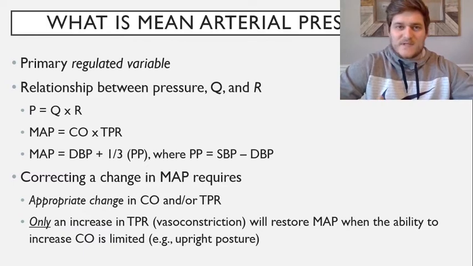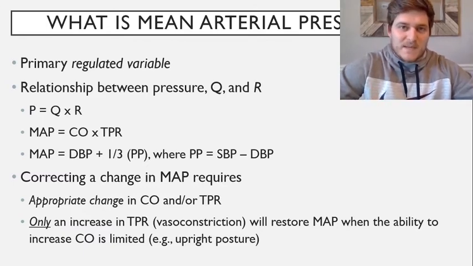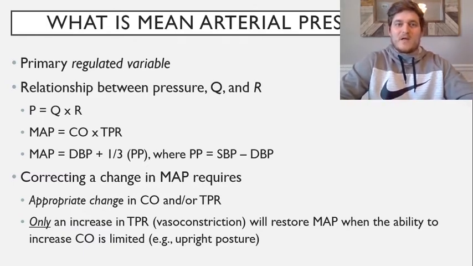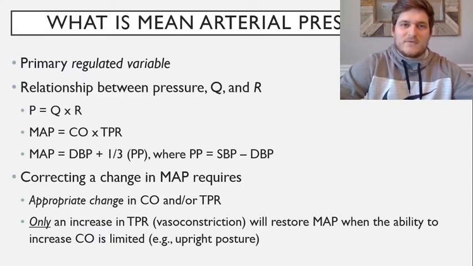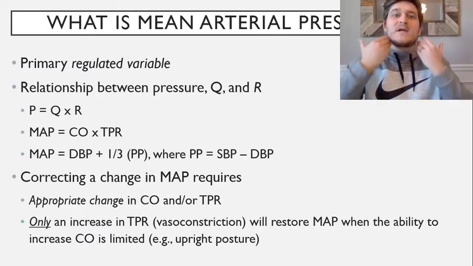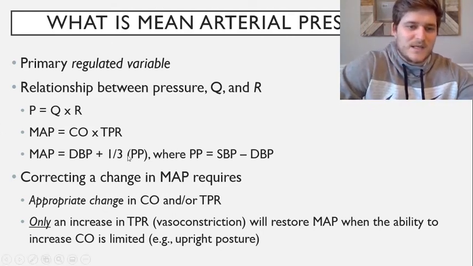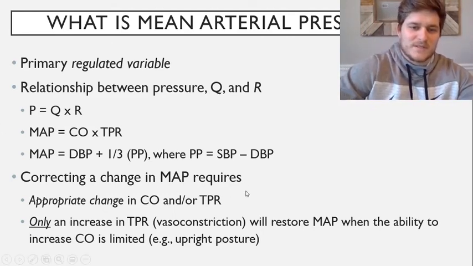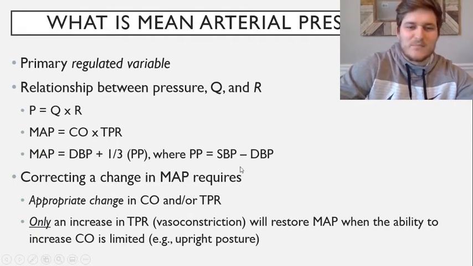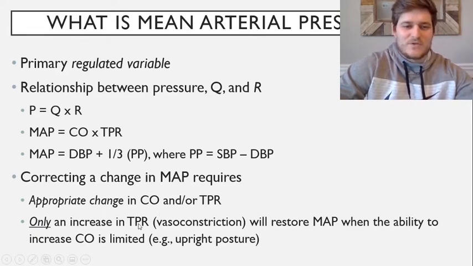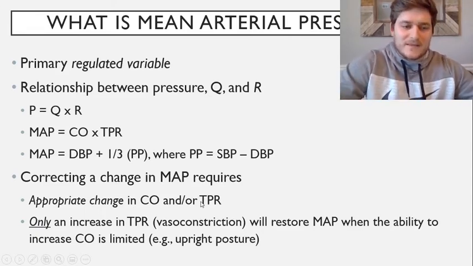We have different receptors called baroreceptors, which are going to pick up on changes of arterial pressure in the aorta and the carotid arteries. And so if there is a change that occurs in our cardiovascular system and mean arterial pressure is affected, well, then ultimately we are going to either have to change cardiac output or total peripheral resistance, or both, in order to correct that change.